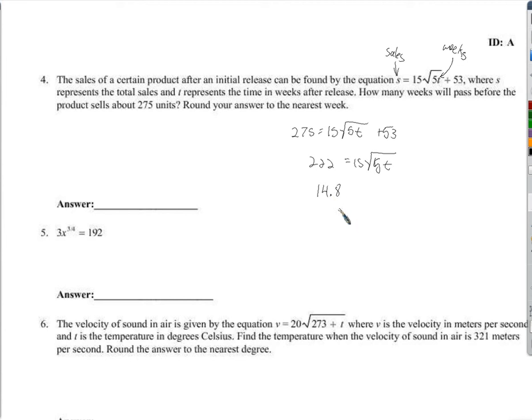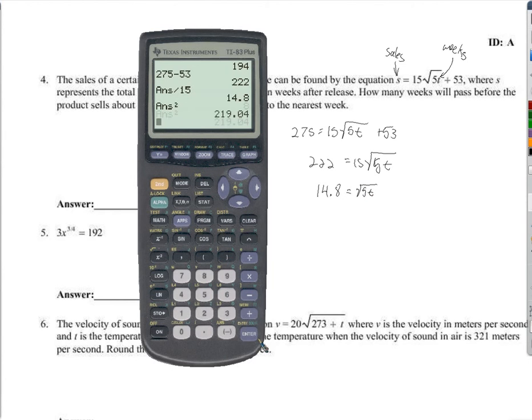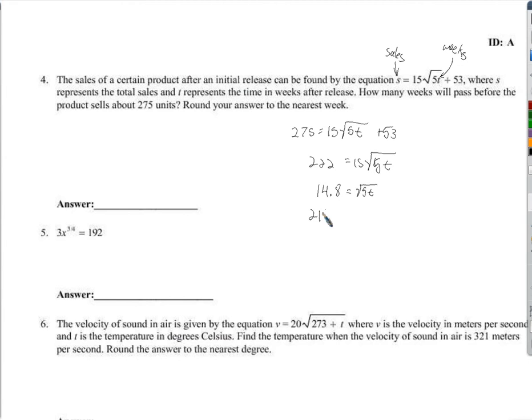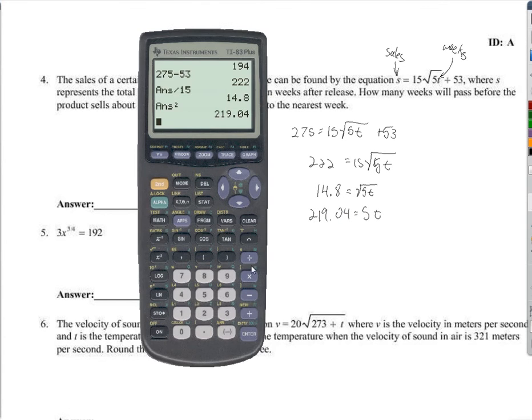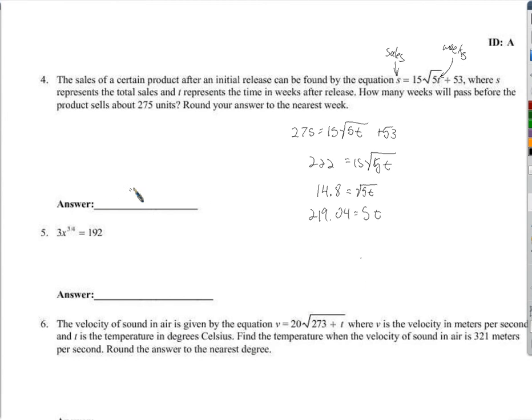Make sure not to round, right? 14.8. It's already pretty simple to write. Don't round it to 15 or 14. Square root of 5t. We'll square both sides. 219.04. Again, don't round. It's important. Equals 5t. We'll divide by 5. 43.8. Let's see, the nearest week it says. So 43.8, the nearest week would be 44. It'll take 44 weeks before we get to or beyond 275. At 43, we won't be quite to 275. 44 will be past it.